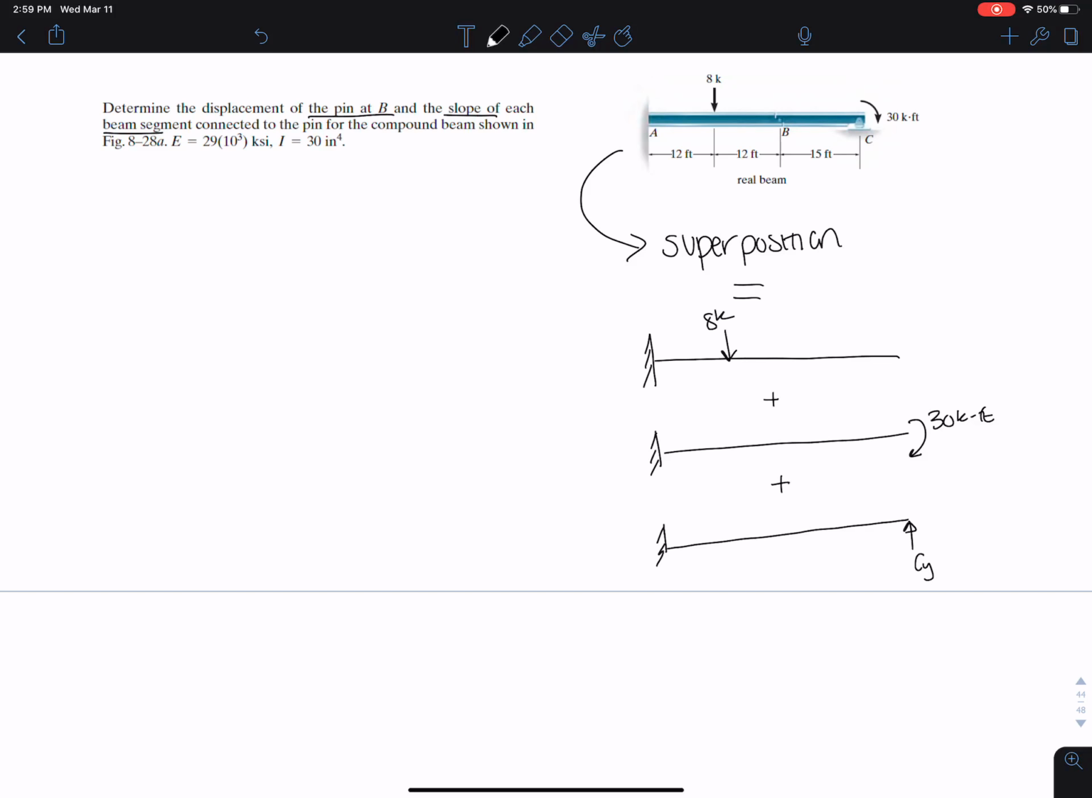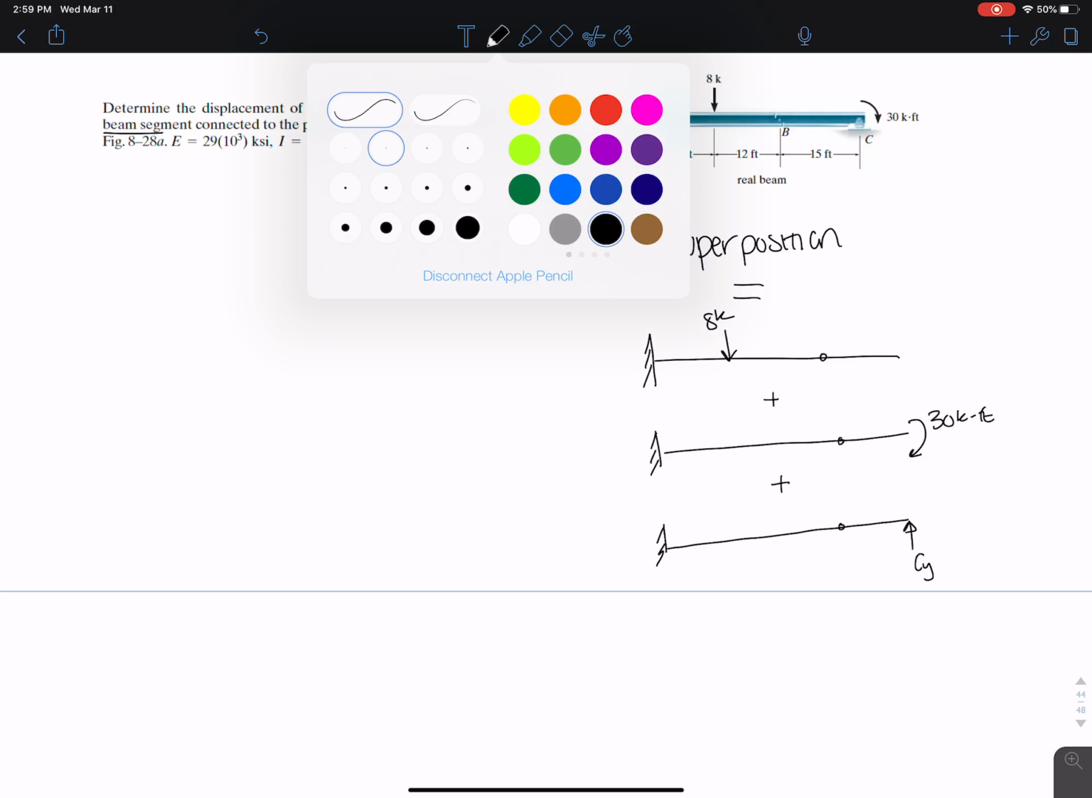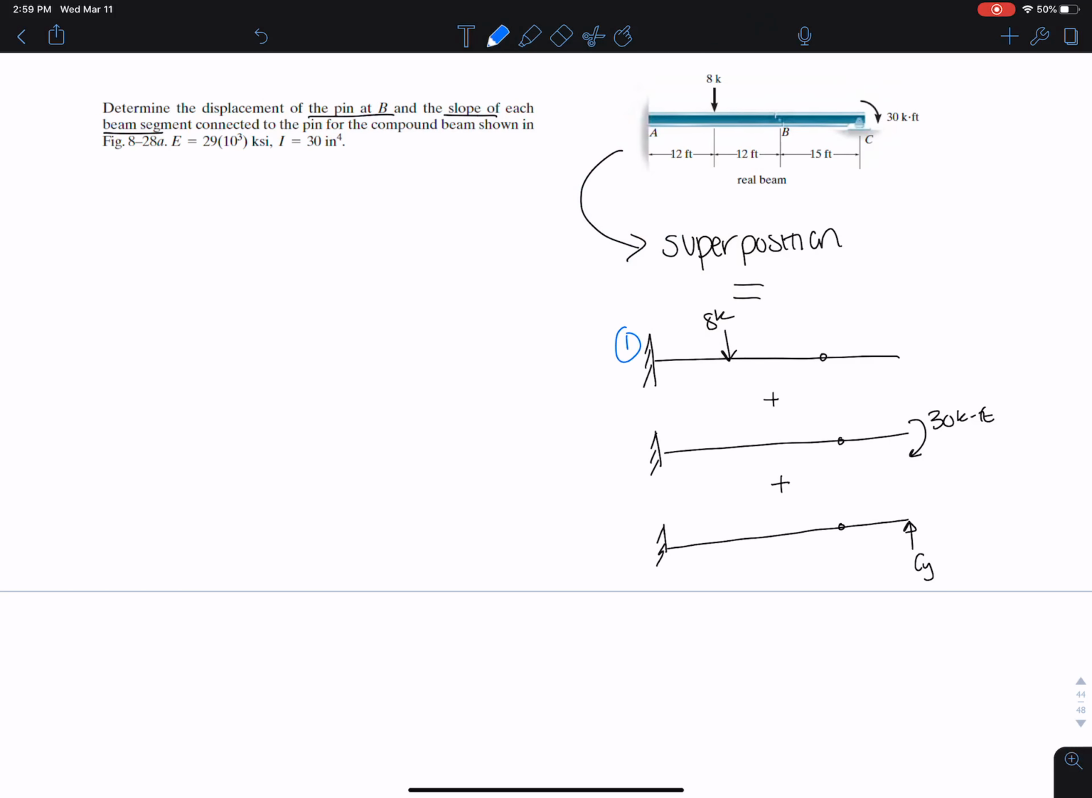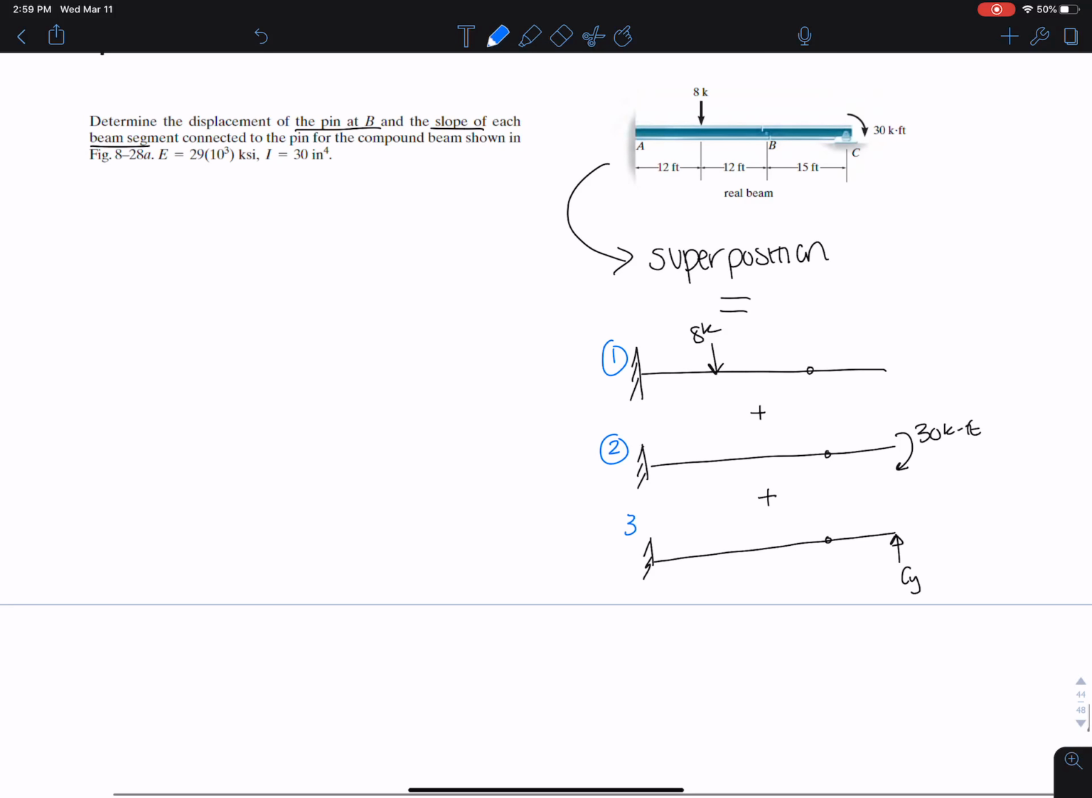So I can consider this to be a cantilever beam, get rid of that. And of course, I still have this internal hinge here, so I'm not getting rid of the internal hinge. I'm kind of just ignoring it for now, okay? So I'm going to create a moment diagram. I'm going to call this first beam number 1, number 2, and number 3, and I'm going to draw 3 moment diagrams, one for each of these beams.